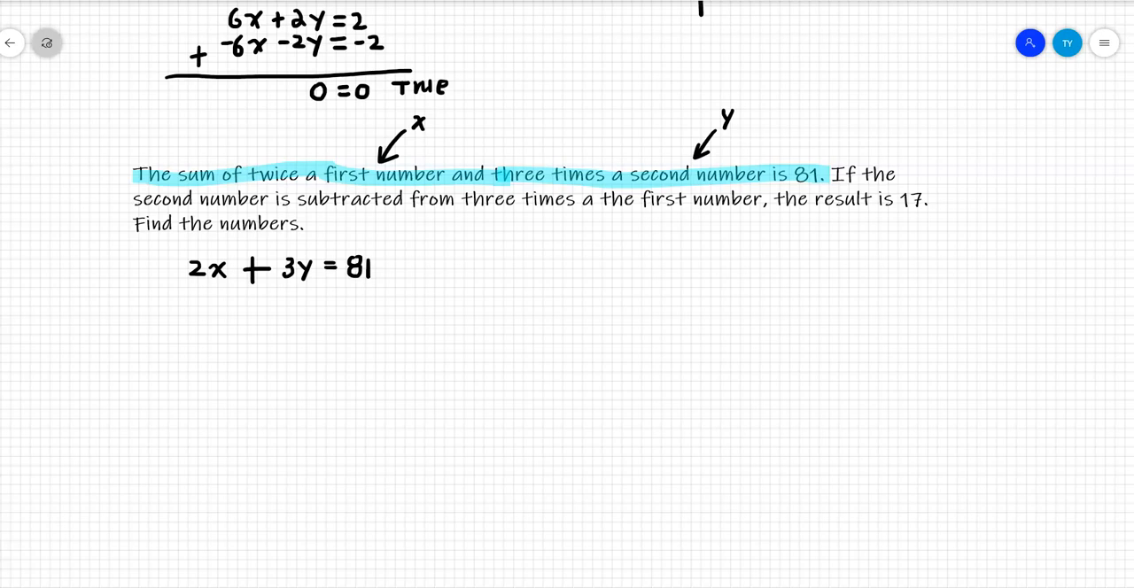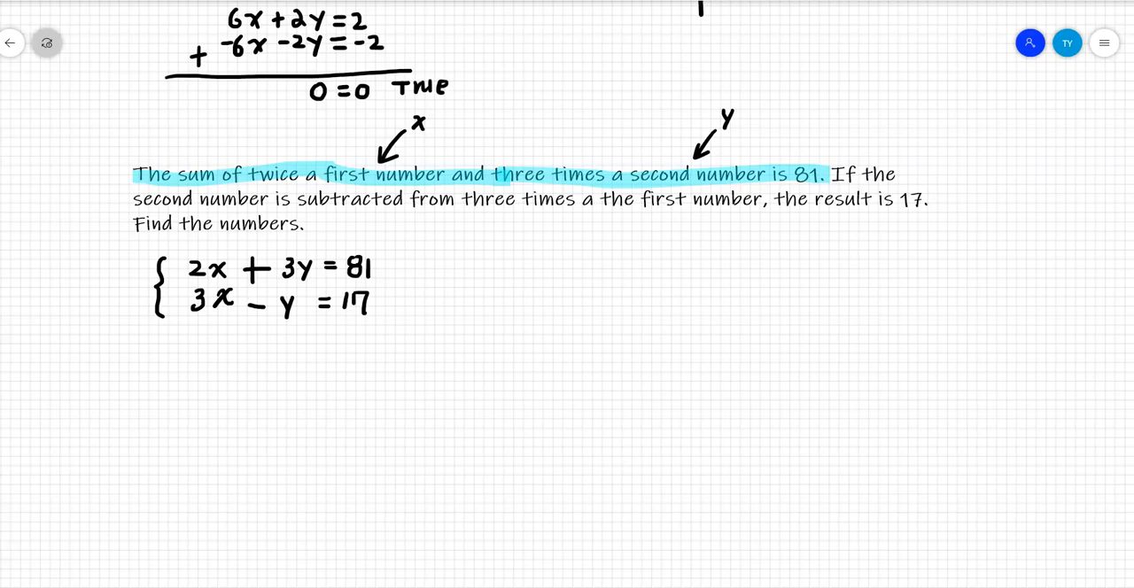Now, if the second number is subtracted from 3 times the first number, remember we have subtraction here. The second number is y. So the second number is subtracted from 3 times the first number, 3x minus y, and that's going to be equal to 17. So that's going to be our setup. Now we're going to find out what numbers we have here.